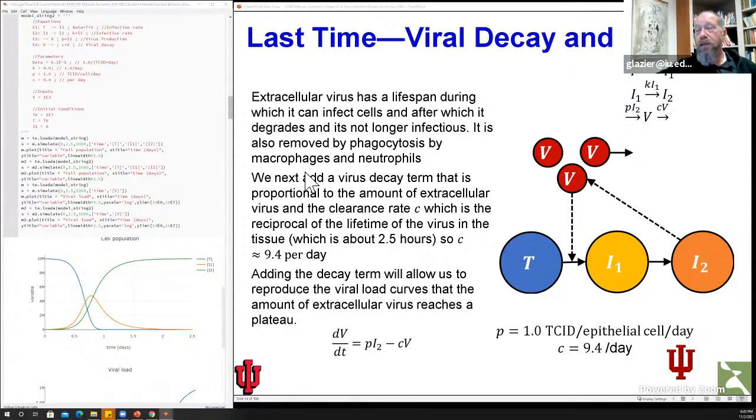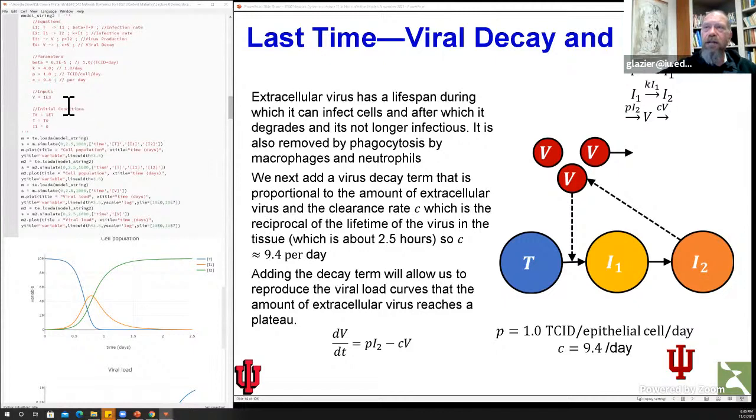Typically, the lifetime of virus in mucus in the lungs is a couple of hours. In this case, I've assumed that the lifetime of the virus in the mucus is about 2.5 hours, which would correspond to about 10 times per day. And in fact, in the simulation that I showed here, I have that included. I have the virus decaying to nothing at a rate of about 9.4 per day.